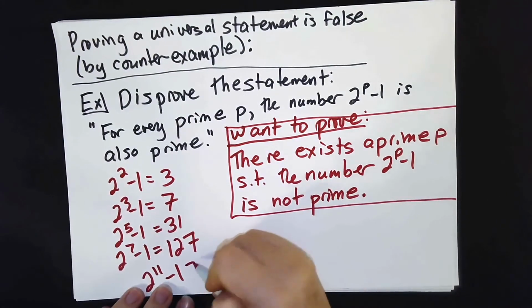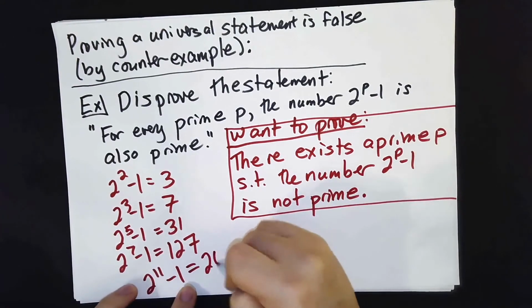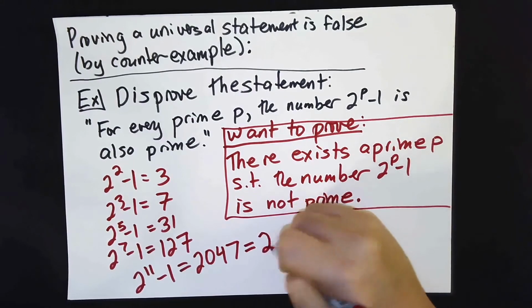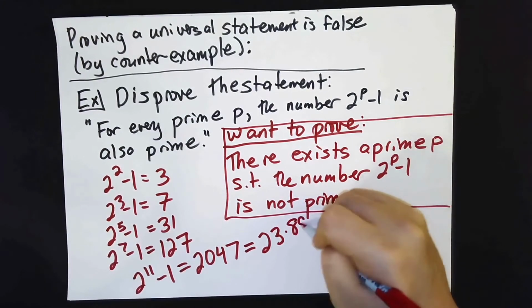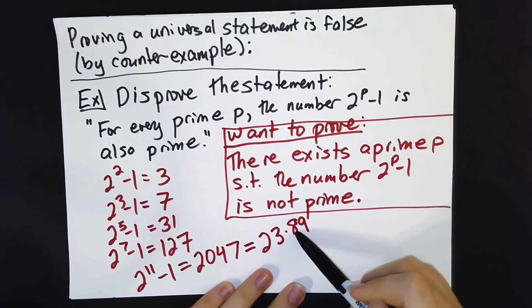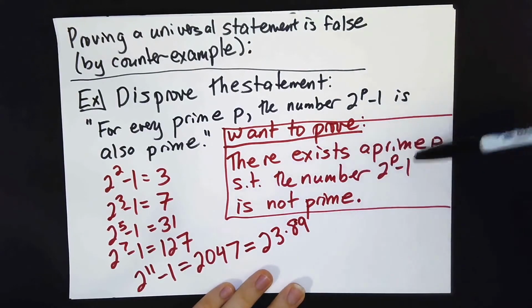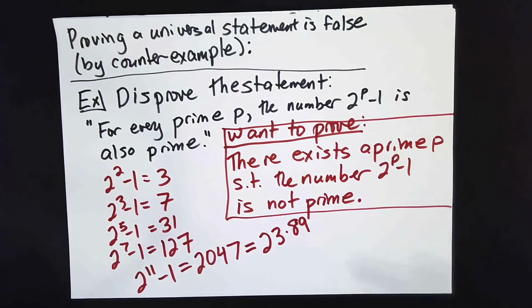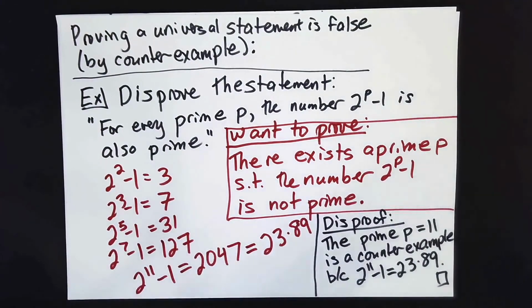2 to the 11th minus 1, this is 2047. And in fact, I'll just spoil it for you, this number is 23 times 89. And so this line of work shows me that there's a prime p such that this number is not prime, namely 11, which then disproves this statement. So when you write down your disproof for a statement like this, your answer should be a sentence like this: the prime p equals 11 is a counterexample, because 2 to the 11th minus 1 is 23 times 89.